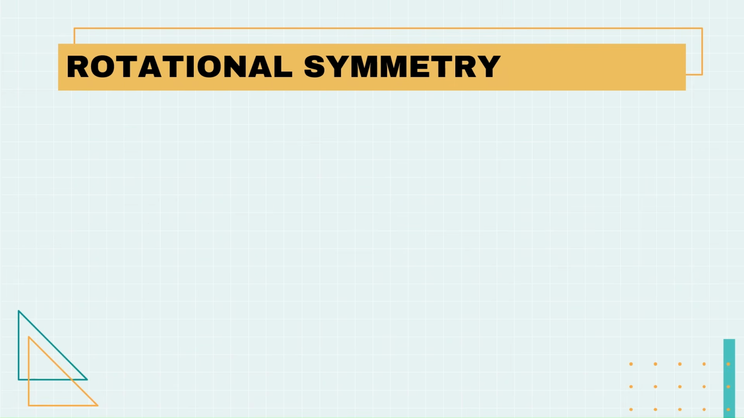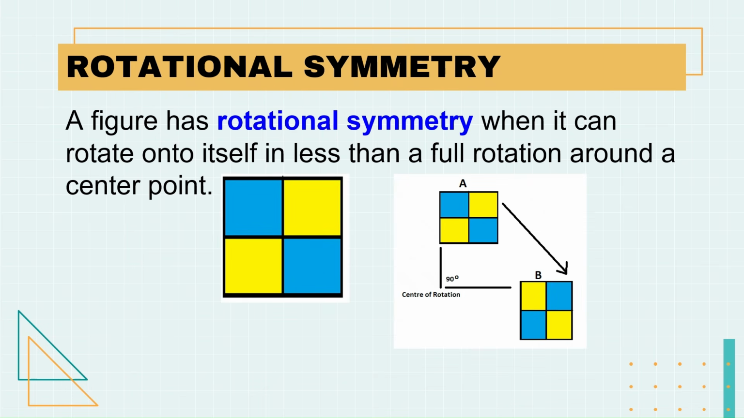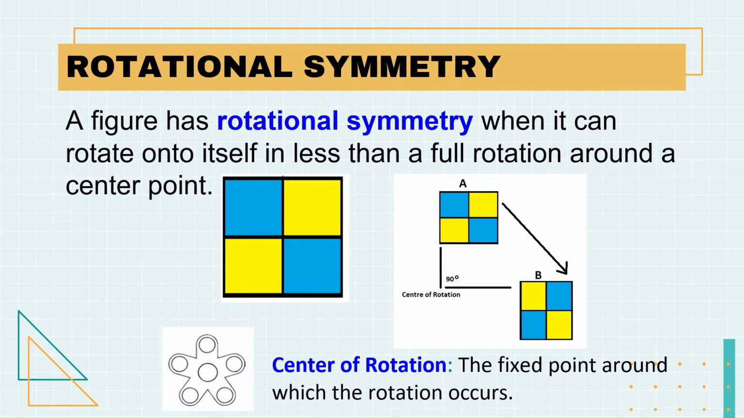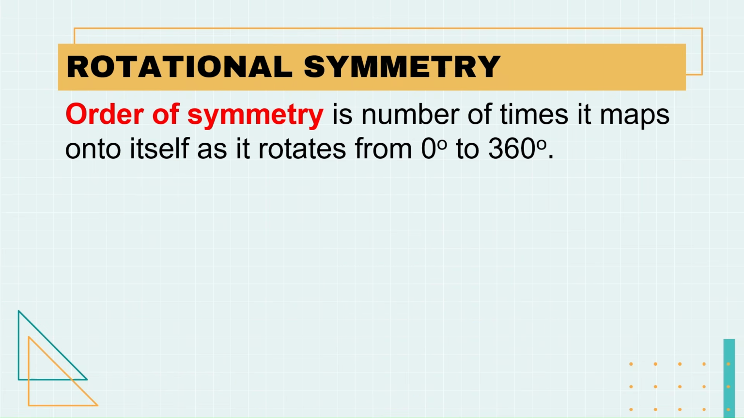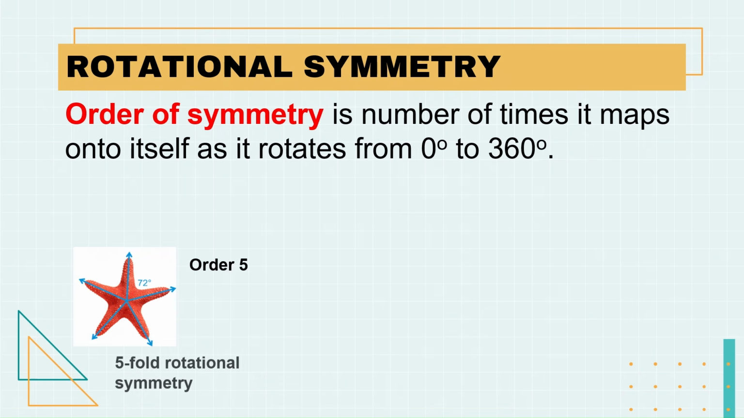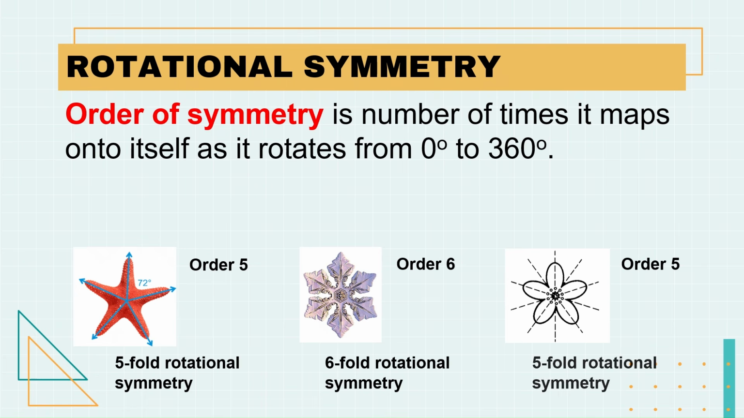Rotational symmetry occurs when a figure can be rotated around a fixed point and still look the same before completing a full 360-degree turn. The fixed point around which the figure rotates is called the center of rotation. To better understand this, we consider the order of symmetry. The order refers to how many times a figure matches itself during one complete rotation of 360 degrees. For example, if a figure matches itself 5 times, then it has an order of 5.